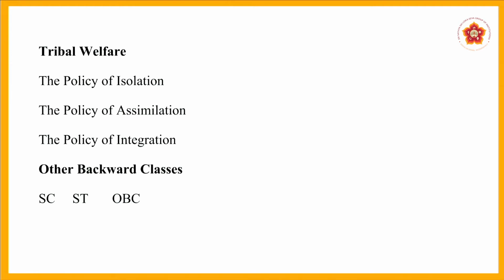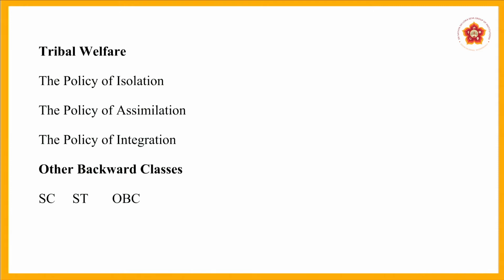Then the third policy came, the policy of integration. This policy was considered to be the most balanced amongst the three, and it was advocated by Pandit Jawaharlal Nehru, the first Prime Minister of India. They talked about bringing some kind of balance in their life, keeping their isolation intact, plus bringing some development features from the outside world, but not touching their privacy too much. So, this was the idea of the policy of integration.